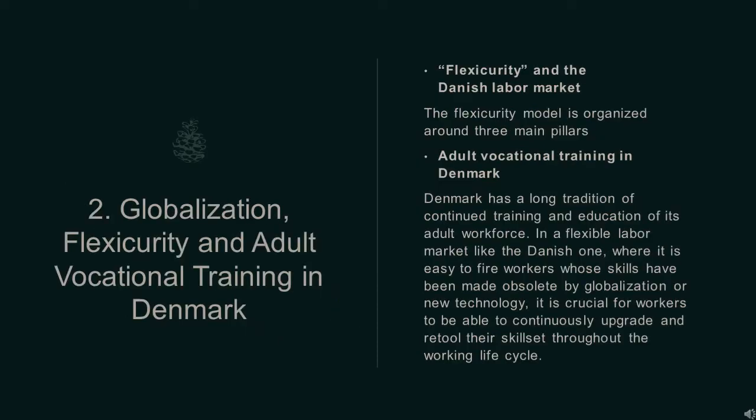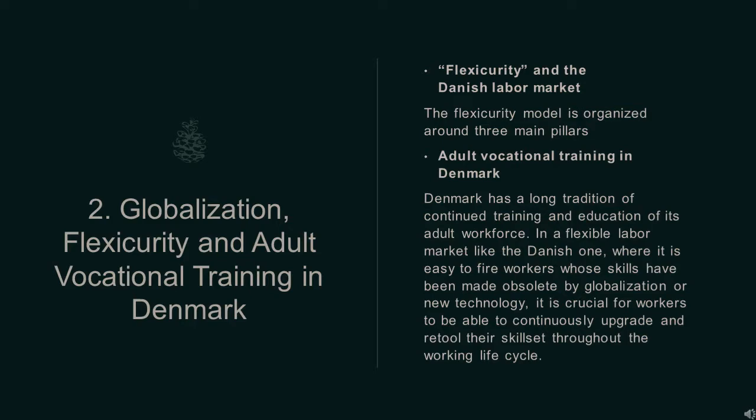So, in this part, we're going to talk about globalization, flexicurity, and adult vocational training in Denmark. We begin with flexicurity and the Danish labor market. This section briefly outlines the main characteristics of the Danish labor market, including the so-called flexicurity model, the wage structure, the extent of active labor market policies, and adult training programs.